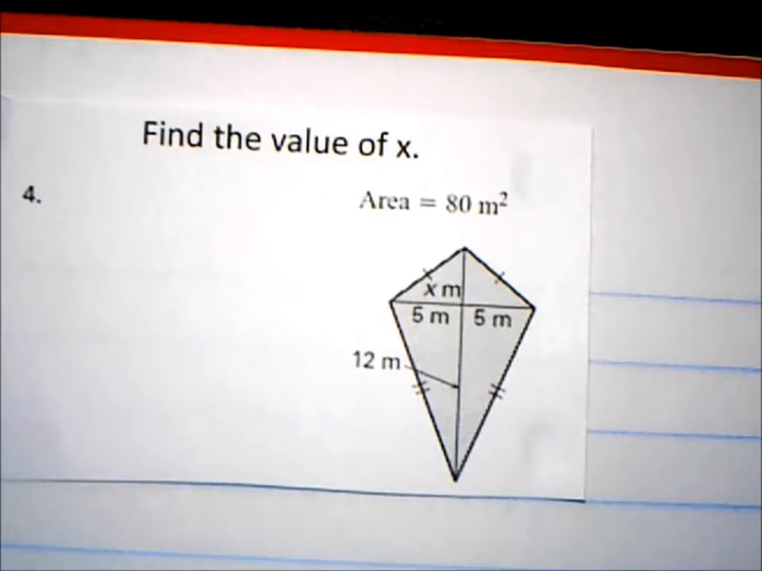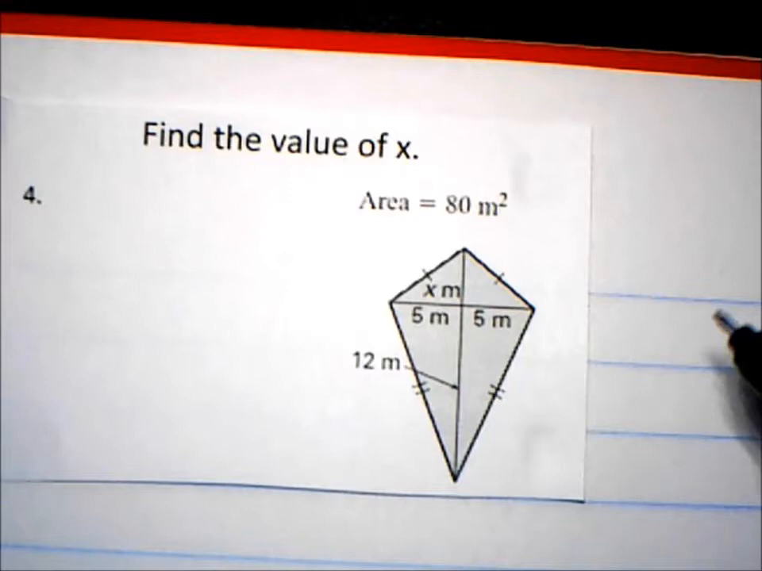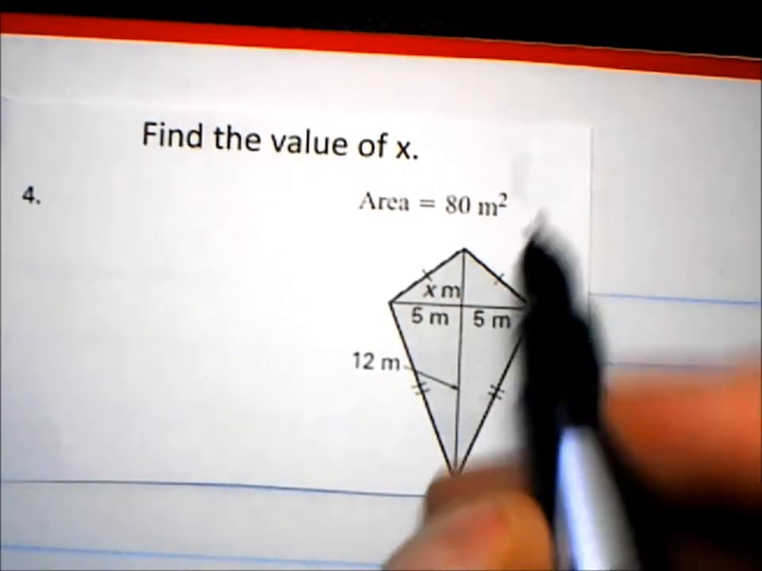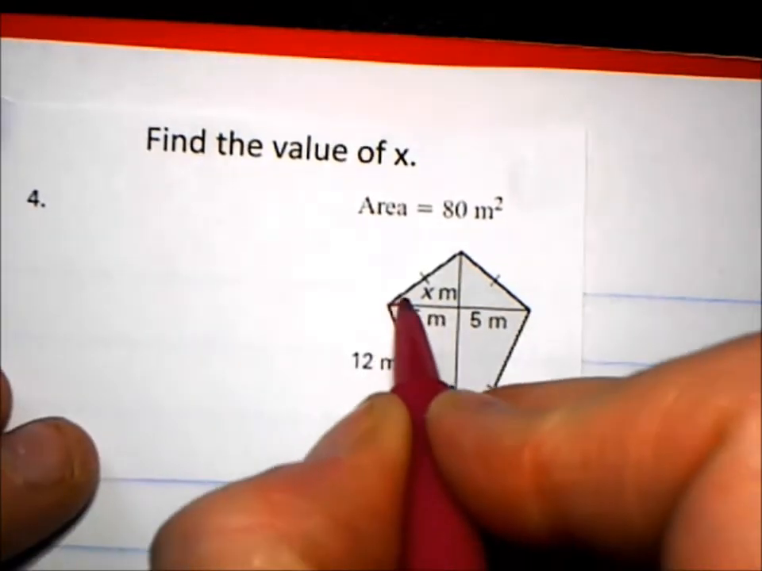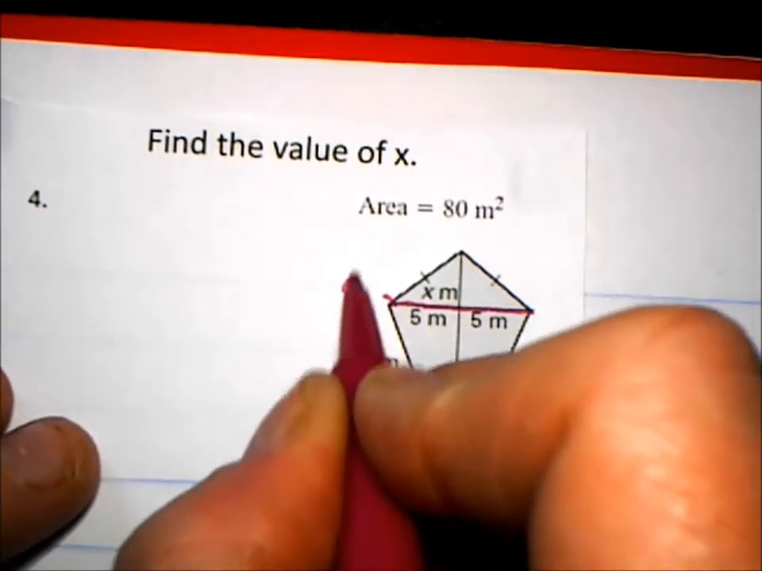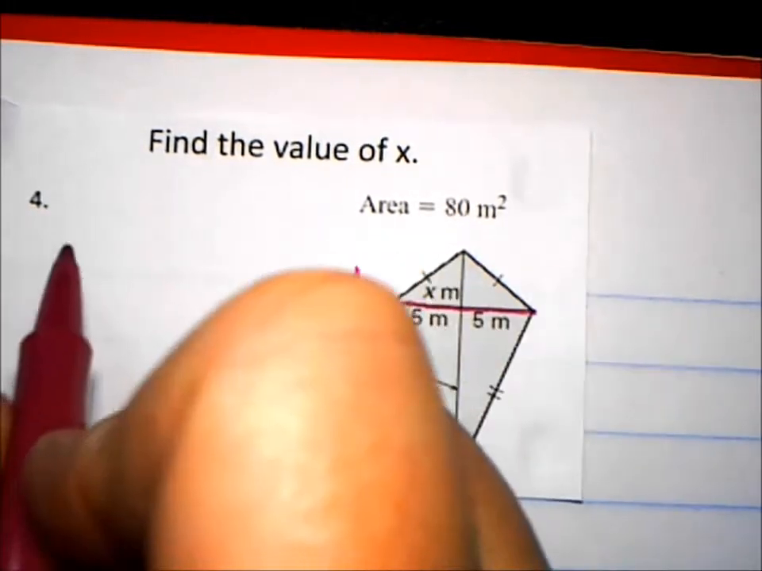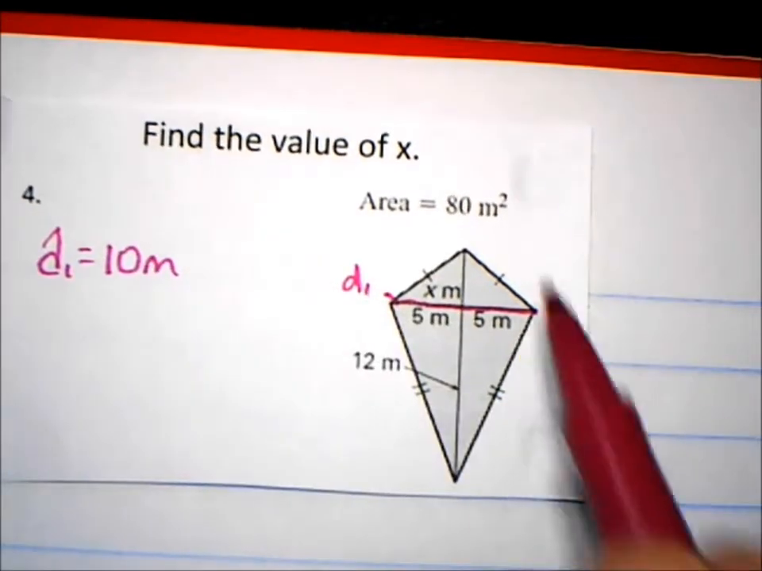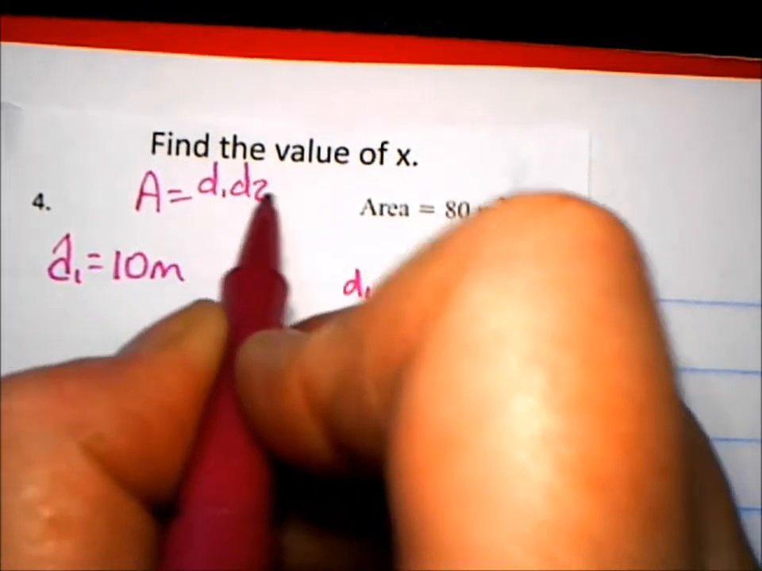Okay, on page 57 now, example number 4, we're looking for the value of x. If we're looking at our picture, it has the first diagonal. I'm going to do the horizontal one straight across. I'm going to let that one be D1 because it's 5 plus 5, so that means D1 is equal to 10 meters. And realize this is a kite, so the formula that I'm actually referencing is going to be D1 times D2 divided by 2.